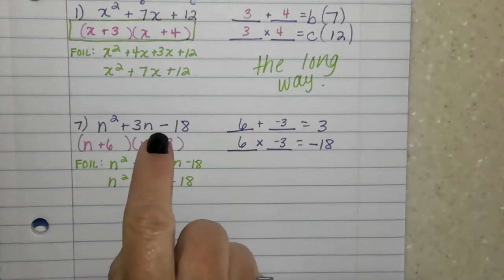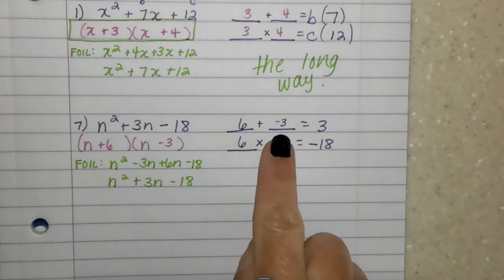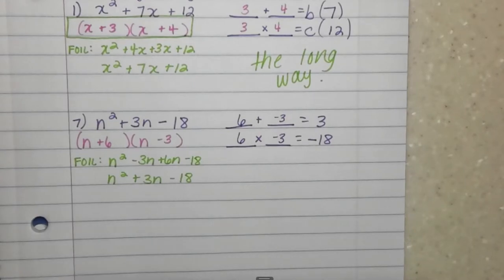So when they start throwing subtractions or negatives in there, that kind of changes this whole process of finding those two factors, those two numbers, doesn't it? You got to think a little bit harder.